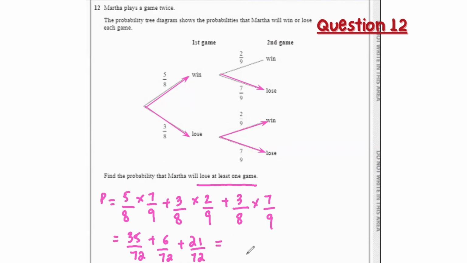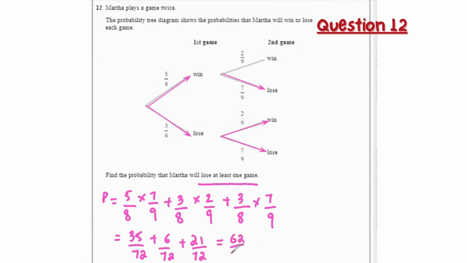That's going to give us 62 over 72, which can be simplified to 31 over 36. That is your probability of Martha losing at least one game.